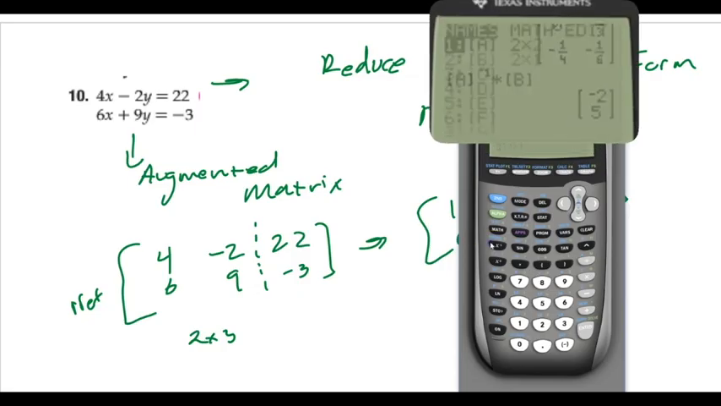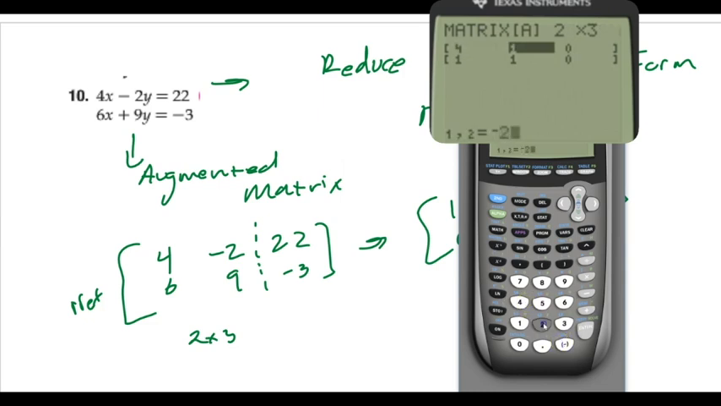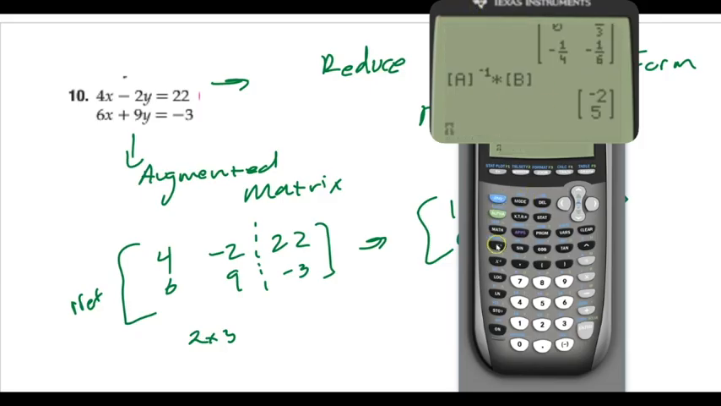Now, for my matrices, I'm going to type in a 2 by 3 because I'm going to put it all together. Type in everything I see: 4, -2, 22, 6, 9, and -3. There it goes with my matrices. I'm going to get out and go back to my matrix menu.